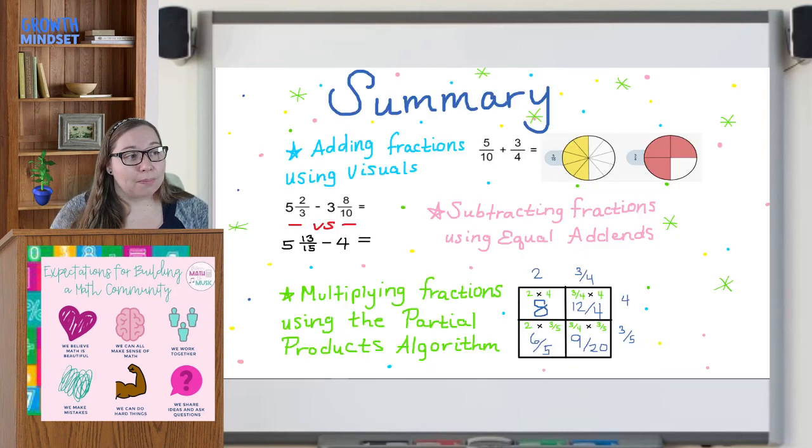So just to kind of wrap everything up, looking back at what we did today, we were adding fractions using our visuals. We were subtracting our fractions using our equal addends, and then we were multiplying fractions using our partial products algorithm. All of these are ways that can be used to solve fractions instead of the standard algorithm way, which usually is a lot more complicated, and there's a lot more converting and there's a lot more multiplication. So using non-standard algorithms is a great way to be able to approach fractions, especially when they may be a little harder than doing other types of math problems.